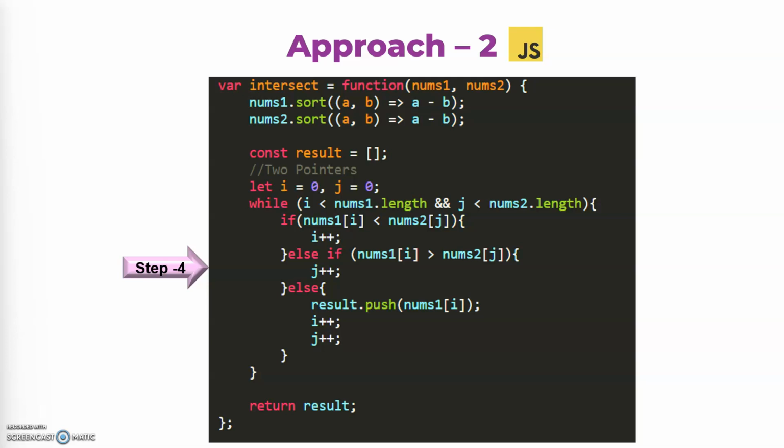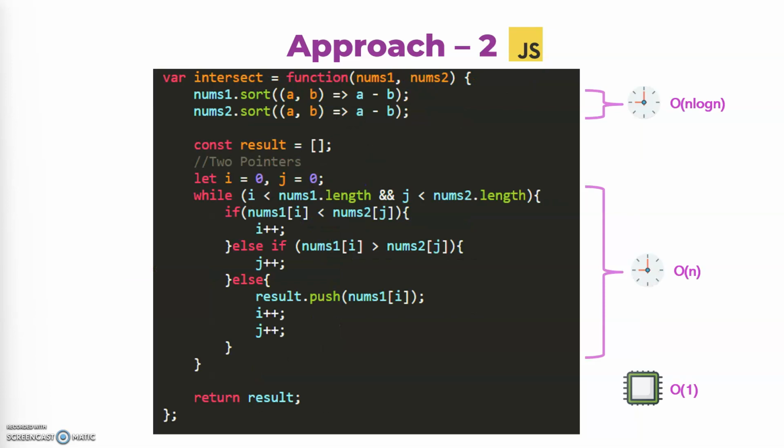Step 4. In this step, we need to iterate through nums1 and nums2. While we're iterating through, we will compare the values. If the element at nums1 is less than nums2, then we will increment the i pointer. If it is greater, we will need to increment the j pointer. Else, it means they are exactly the same, so we found the intersecting element, we will push it into the result array, and we will increment both pointers. By the end of this while loop, we will have all the intersecting elements pushed into the result, and we can simply return the result array.